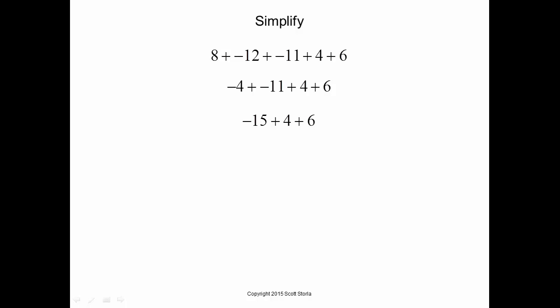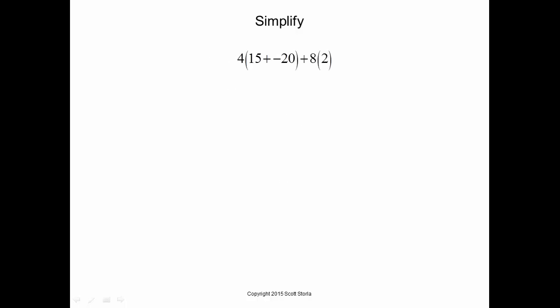The next sum, the signs are different, so I subtract absolute values. 15 minus 4 is 11, and since the negative 15 is absolutely larger, it's a negative 11. And the last sum has integers with different sign, so again I subtract absolute values. 11 minus 6 is 5, and the negative 11 was absolutely larger, so I end with a sum of negative 5. How about this one?